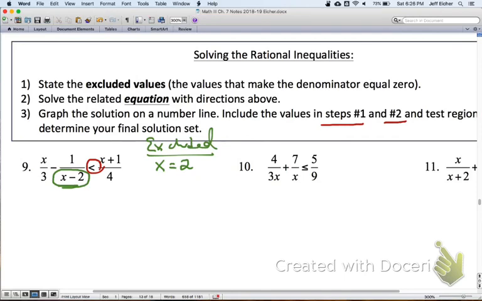So let's check this out. Our lowest common denominator, we're going to multiply every fraction by, is 3 times 4 times the x minus 2. See if you can multiply each fraction by the lowest common denominator. Pause this video and see if you could do that first step.